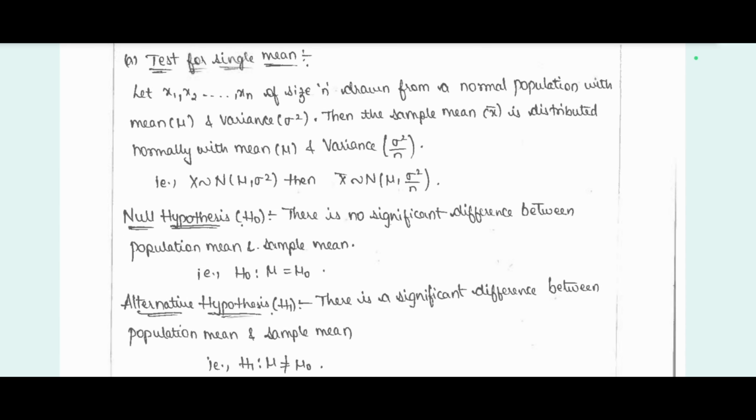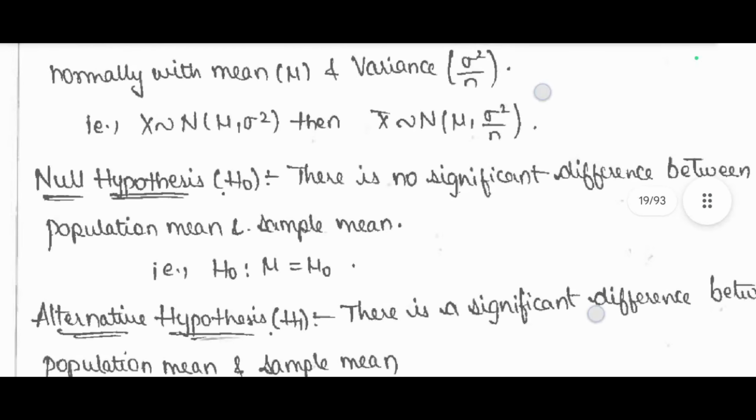Let x1, x2, x3 and so on xn be a sample of size n drawn from a normal population with the mean mu and variance sigma square. Then the sample mean x bar is distributed normally with the mean mu and variance sigma square divided by n. Let x follow normal distribution with mean mu, sigma square, and then x bar follows mean mu and variance sigma square divided by n. You can see that clearly here.